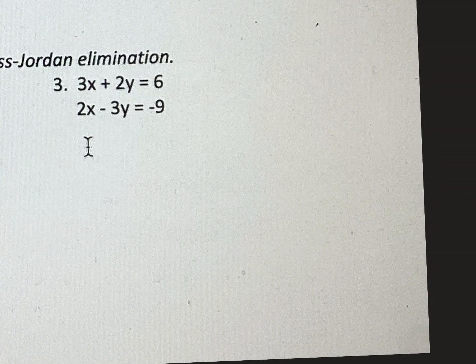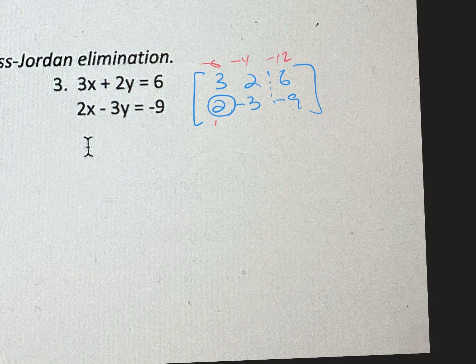Number 2, same kind of problem. Start by setting it up. 3, 2, 6, 2, -3, -9. And again, always start with the first column. I want that to be a 0. 3 and 2 both go into 6. So I'm going to multiply the top row by -2, so I get -6, -4, -12. I'm going to multiply the bottom row by 3: +6, -9, -27. And I'm going to replace my second row by adding those red numbers. Top row stays the same.